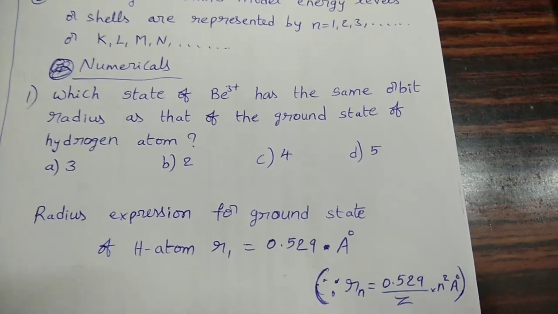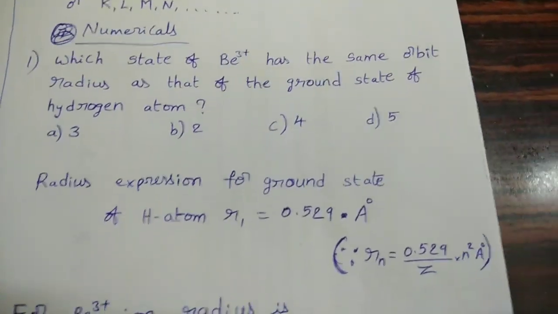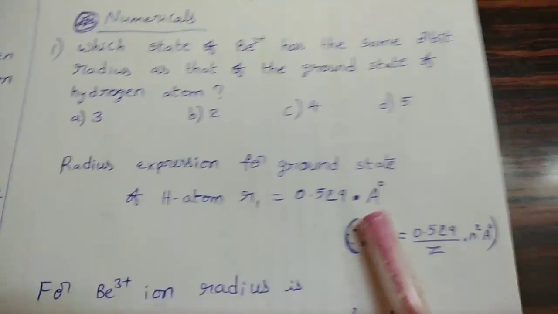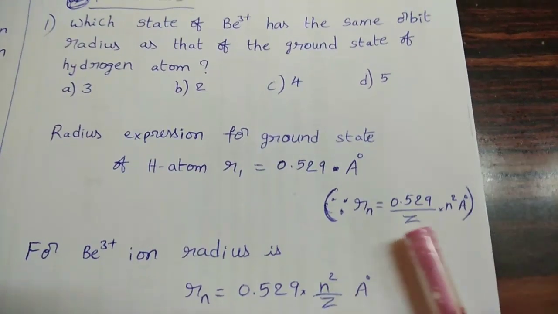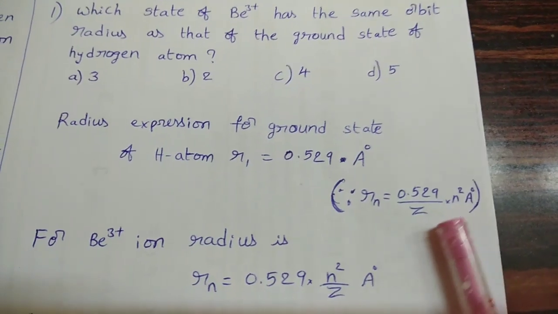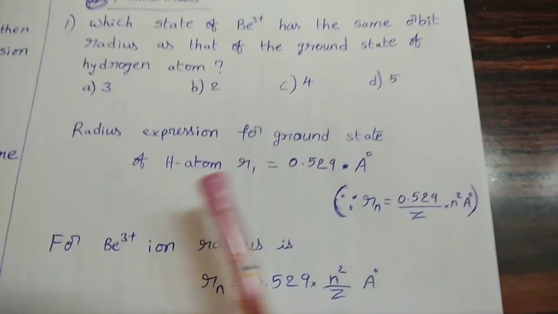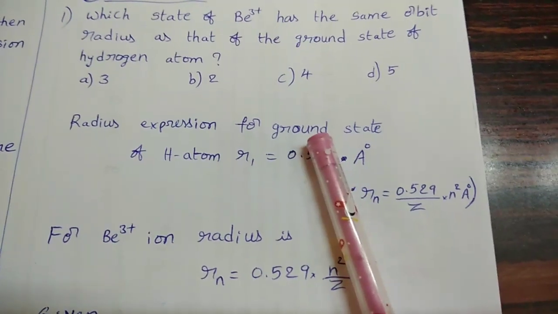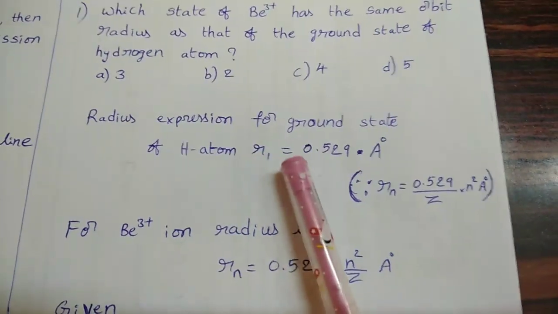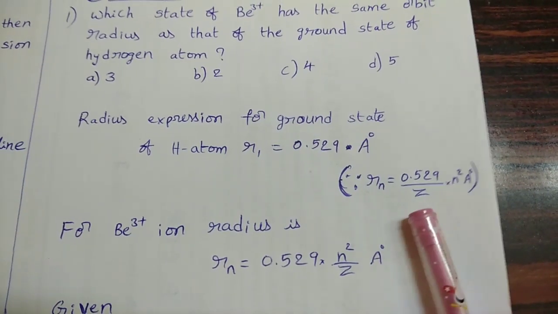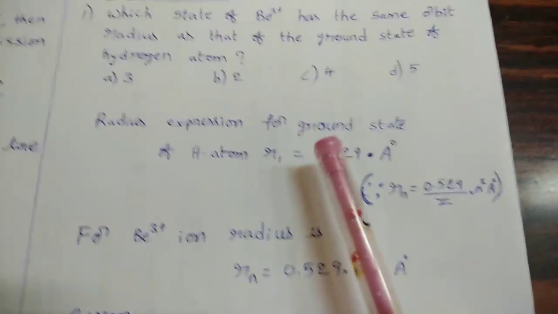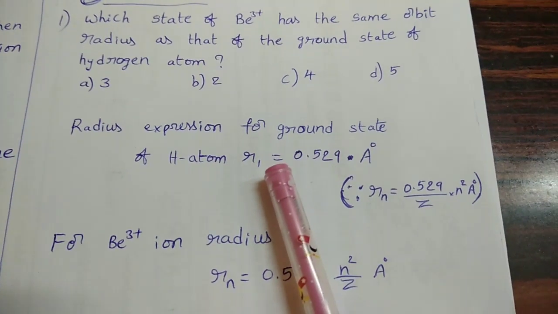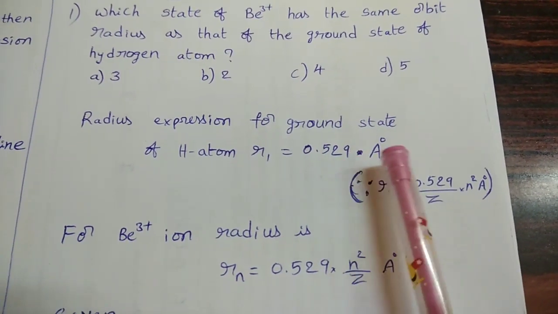Radius expression for the ground state of hydrogen atom, R1 equal to 0.529 angstrom units. Actually, formula for the radius of the nth orbit, Rn equal to 0.529 into n square divided by Z angstrom units. Here for hydrogen atom ground state means n value 1, so R1 equal to 1 square divided by Z. The atomic number of hydrogen is 1, so Z value 1. So finally we get for the ground state in hydrogen atom, R1 equal to 0.529 angstrom units.